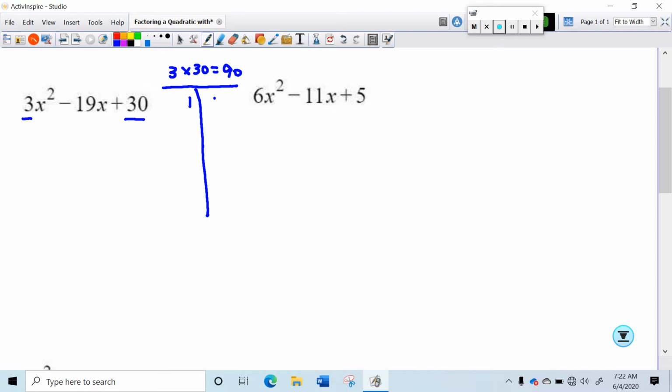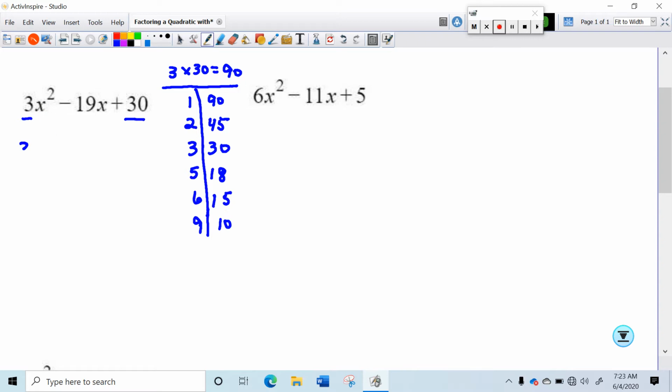So 90 divided by 1 is 90. 90 divided by 2 is 45. 90 divided by 3 is 30. 4 doesn't work. 5. 90 divided by 5 is 18. 90 divided by 6 is 15. 90 divided by 7 doesn't work. 8 doesn't work. 90 divided by 9 is 10. And then you're repeating because you've already got a 10. So when you start repeating yourself in this T table, you're finished.